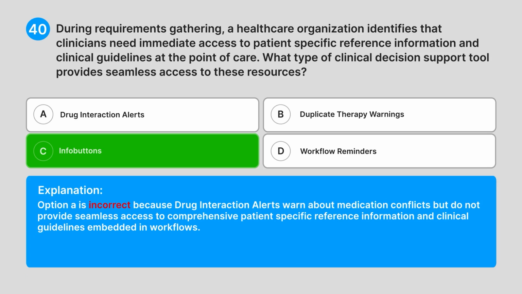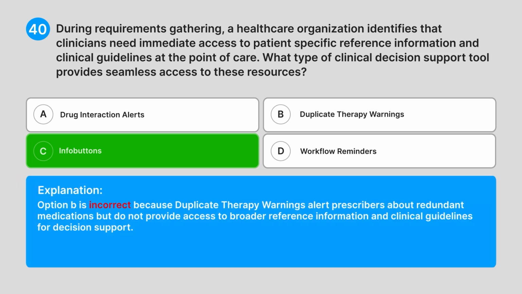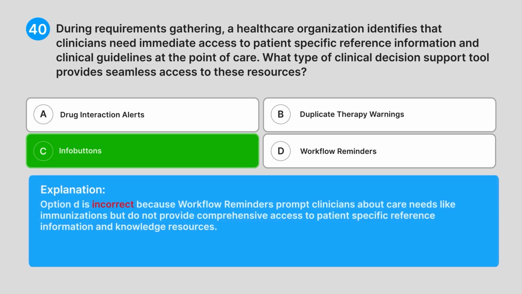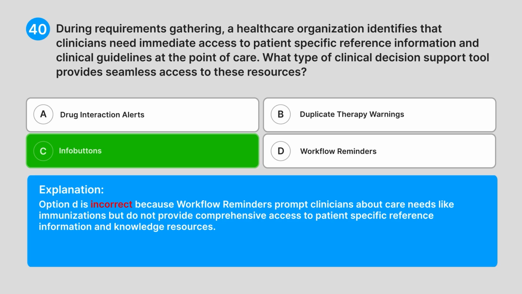Option A is incorrect because drug interaction alerts warn about medication conflicts, but do not provide seamless access to comprehensive patient-specific reference information and clinical guidelines embedded in workflows. Option B is incorrect because duplicate therapy warnings alert prescribers about redundant medications, but do not provide access to broader reference information and clinical guidelines for decision support. Option D is incorrect because workflow reminders prompt clinicians about care needs like immunizations, but do not provide comprehensive access to patient-specific reference information and knowledge resources.